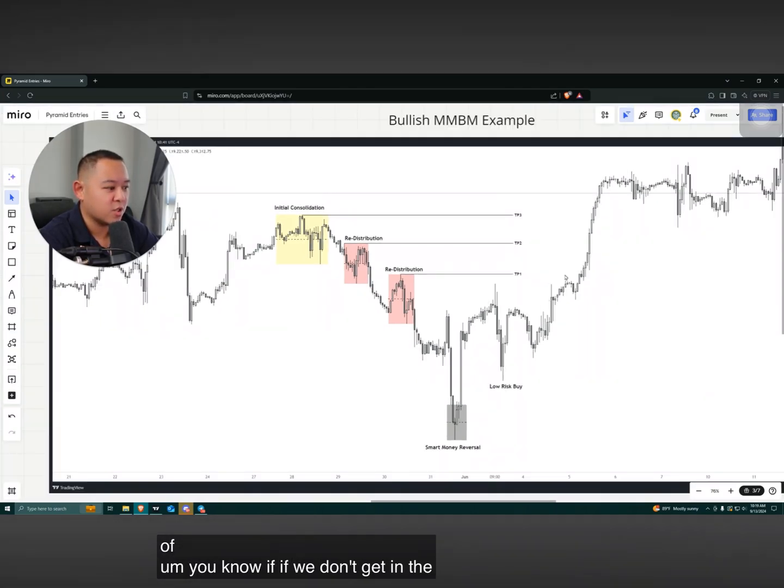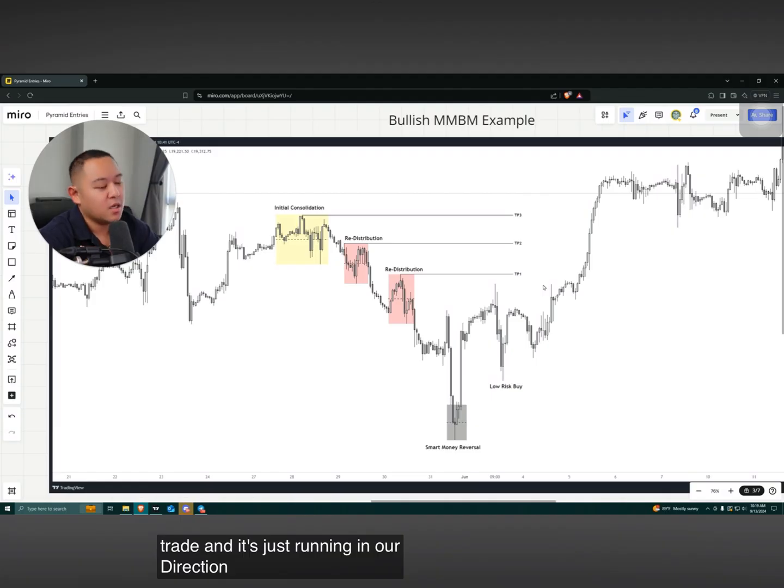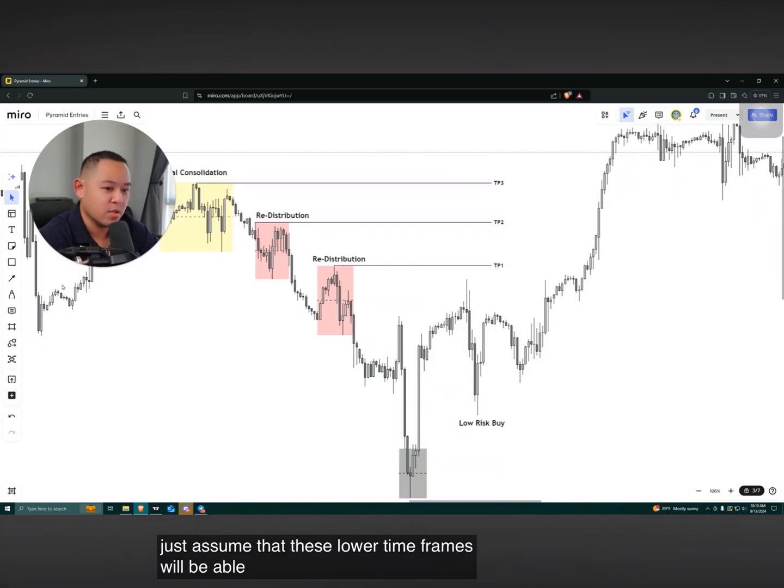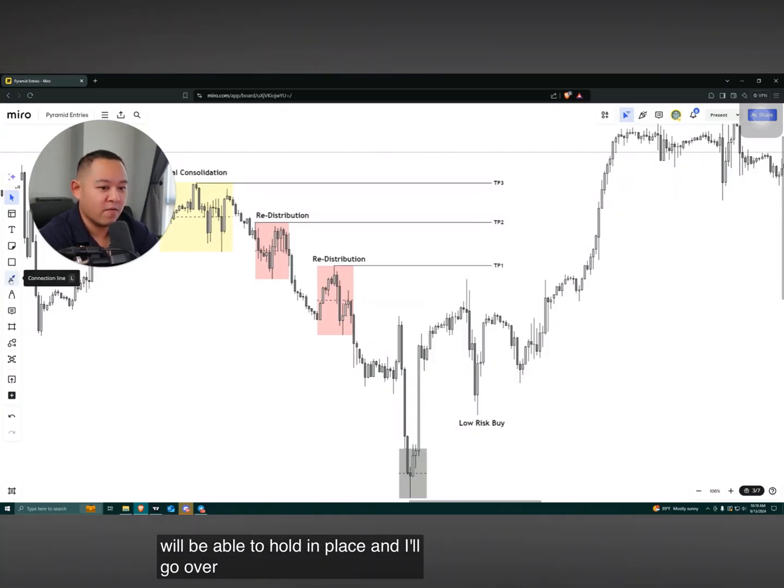if we don't get in the trade and it's just running in our direction, either you have to kind of leave the trade alone, or we're just going to have to use tighter stop losses and just assume that these lower time frames will be able to hold in place. And I'll go over exactly where you might add into specific trades.